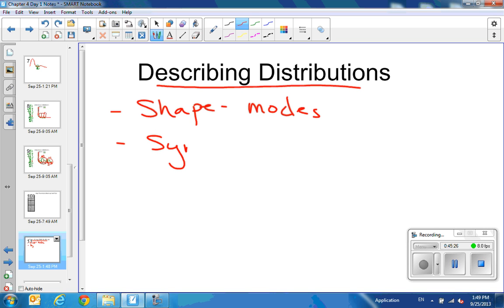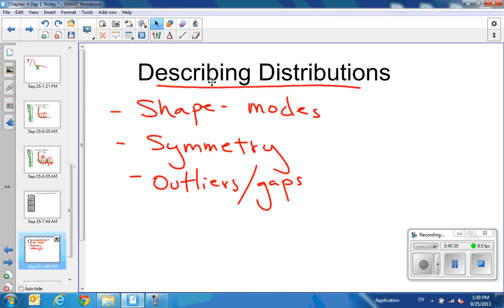Hey, good job. What's that one? Is it strangeness? I made that up. Outliers or gaps in the data. If you want to use the word strangeness, you can. Now you cement these in your brain. If ever on a question I ask you to describe the distribution, I'm looking for these 3 things. If you forget to talk about one of them, you won't get full credit.